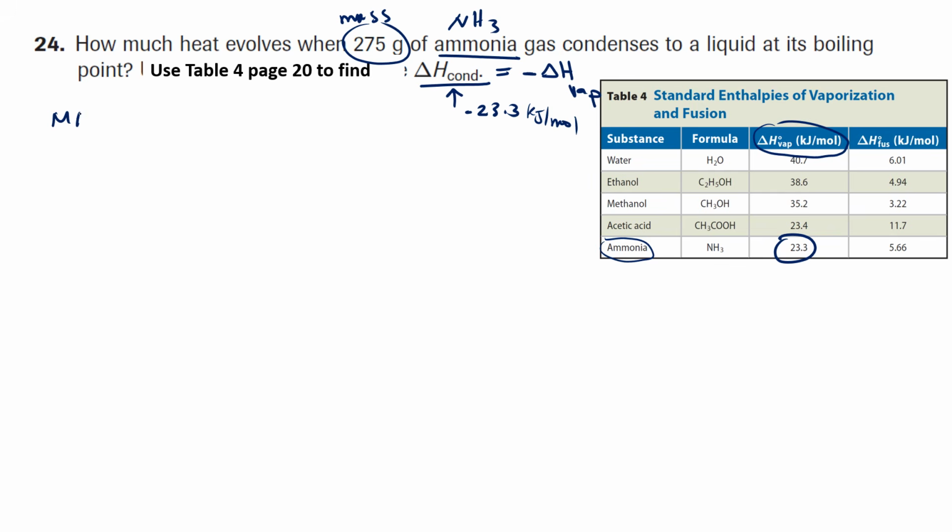And the molar mass, MM, the molar mass of ammonia NH3 is going to be 14 plus 3, so 17 gram per mole. Okay, going to be 17 gram per mole.